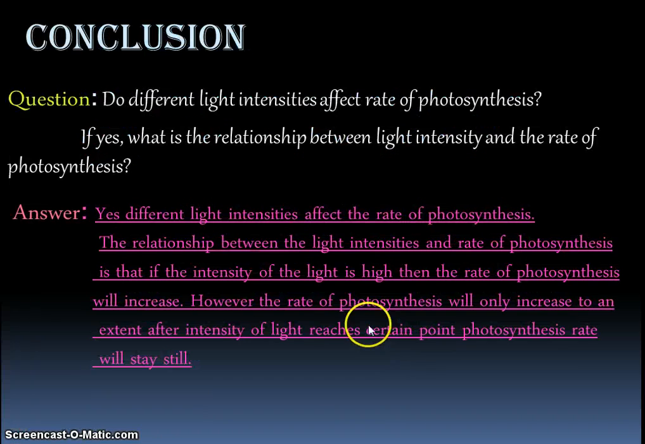So, more oxygen. Do different light intensities affect the rate of photosynthesis? If yes, what is the relationship between light intensity and the rate of photosynthesis? Yes, different light intensities affect the rate of photosynthesis. The relationship is that if the intensity of the light is high, then the rate of photosynthesis will increase. However, the rate of photosynthesis will only increase to an extent; after the intensity of light reaches a certain point, the photosynthesis rate will stay still.